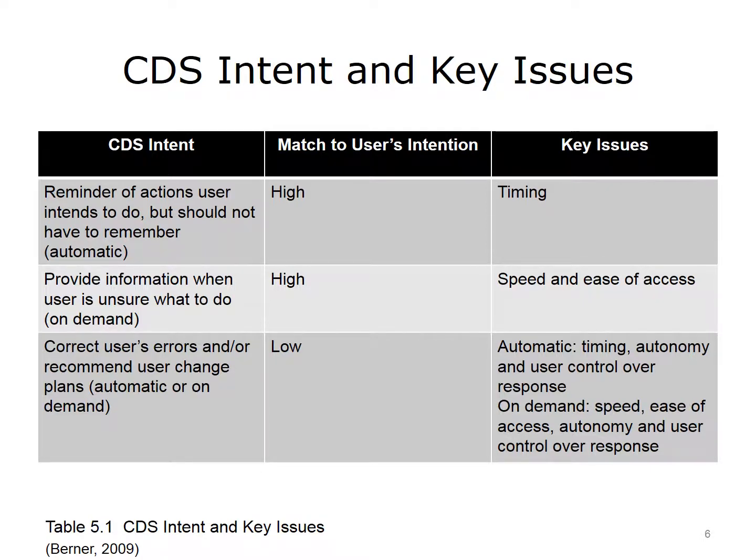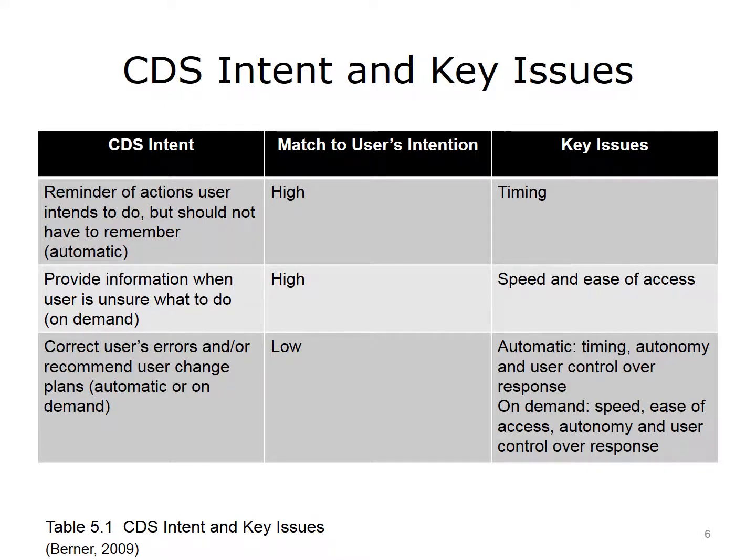Next under CDS intent is an on-demand intervention, one that provides information when a user is unsure of what to do, or a request for consultation. In this instance, it is speed and ease of access that the user is looking for. Users may recognize the need for information, but may be willing to access it only if they can do so efficiently. If access is too difficult or time-consuming, potential users may choose not to use the CDS.